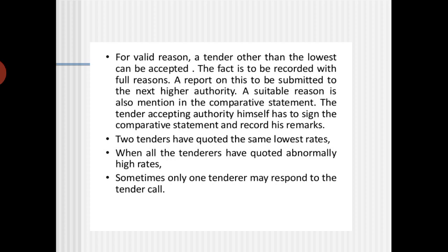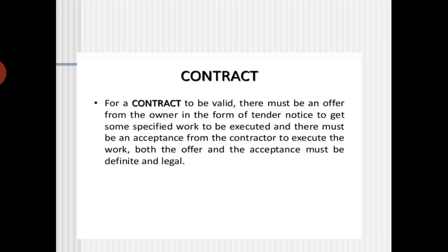If two tenders have quoted the same lowest rate, then they have to compare their history, background and all those things, then award it. When all the tenders have quoted abnormally high rates, then they are rejected. Sometimes only one tender may respond to the tender call. Sometimes, if they are equally good, they may go first come first served basis and give some deadlines. Those who come and say, I'll execute this work, are given the work, and they will successfully complete it.